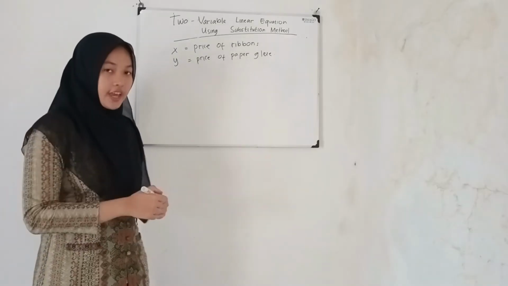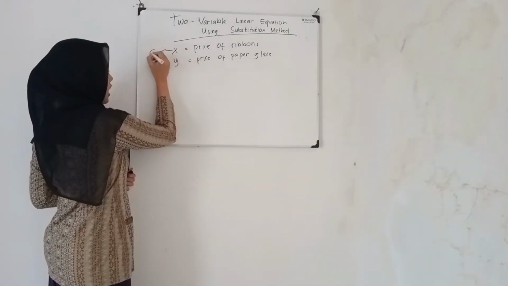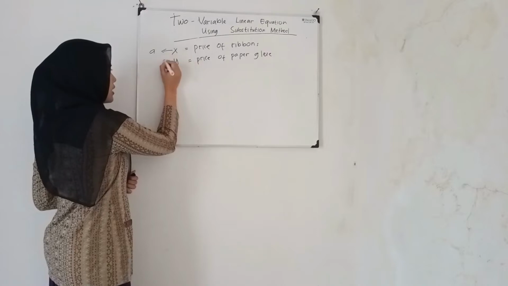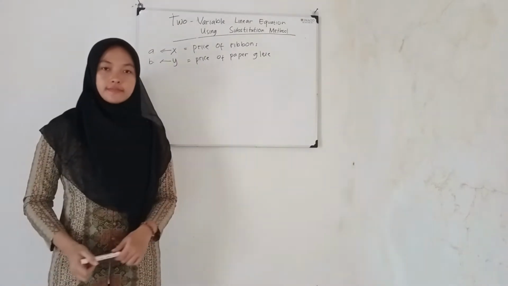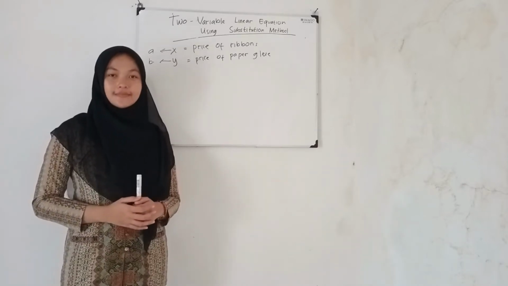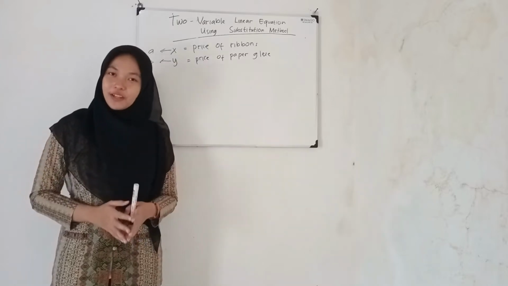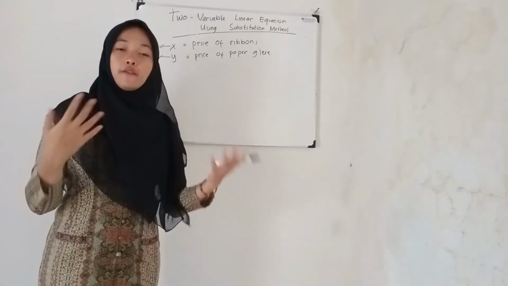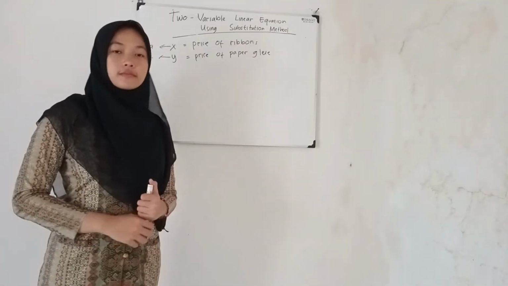How if I change variable x into variable a and variable y into variable b? Of course, ma'am, we can make an example of the price of ribbon and the price of paper glue with any variable. Very good, guys. Okay, student, then what do we have to do for next step? We have to make system of linear equation, ma'am.